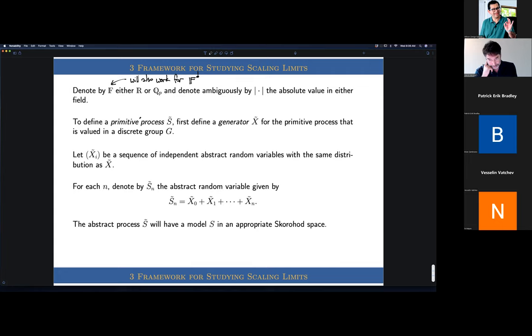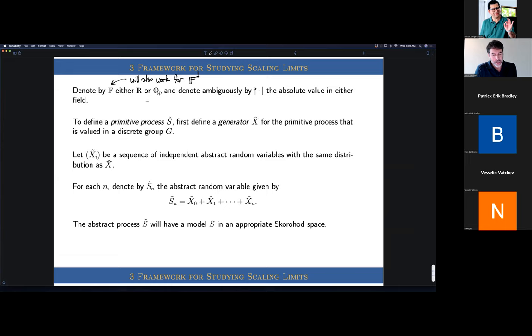We're going to denote ambiguously by this absolute value sign the absolute value in either field. In this case, it's just going to be a norm on F^d. Here we're just going to be looking at Q_p, and in general, of course, you can have this as a norm on the vector space over the field.